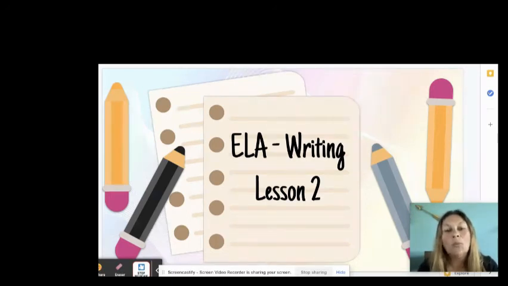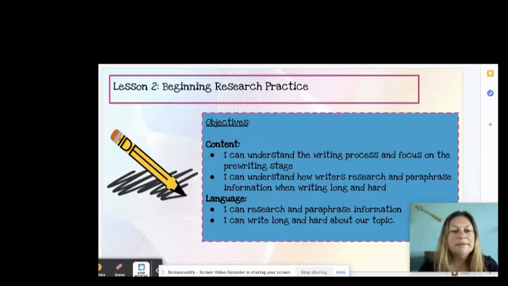Welcome to our writing lesson number 2. And remember, the materials you need for today are your writing notebook or journal and a pencil. Very important to have an instrument to write with. Today's lesson is beginning research practice.